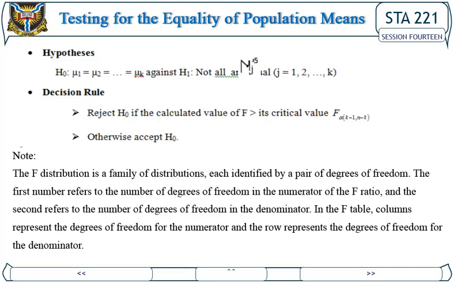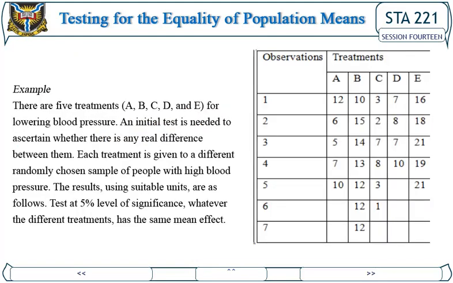In the F table, columns represent the degrees of freedom for the numerator and the rows represent the degrees of freedom for the denominator. Example: there are 5 treatments A, B, C, D, and E for lowering blood pressure. An initial test is needed to ascertain whether there is any real difference between them. Each treatment is given to a different randomly chosen sample of people with high blood pressure. The results using suitable units are as follows. Test at 5% level of significance whether the different treatments have the same mean effect.